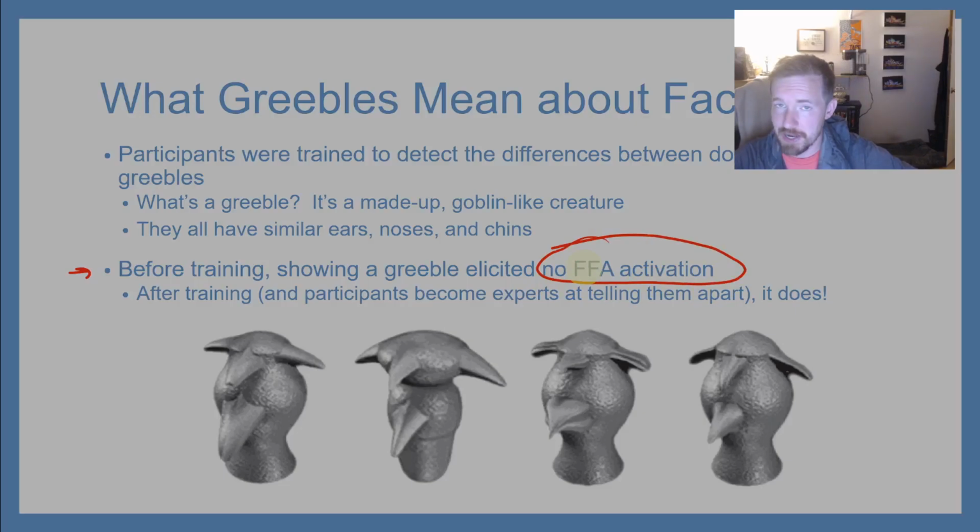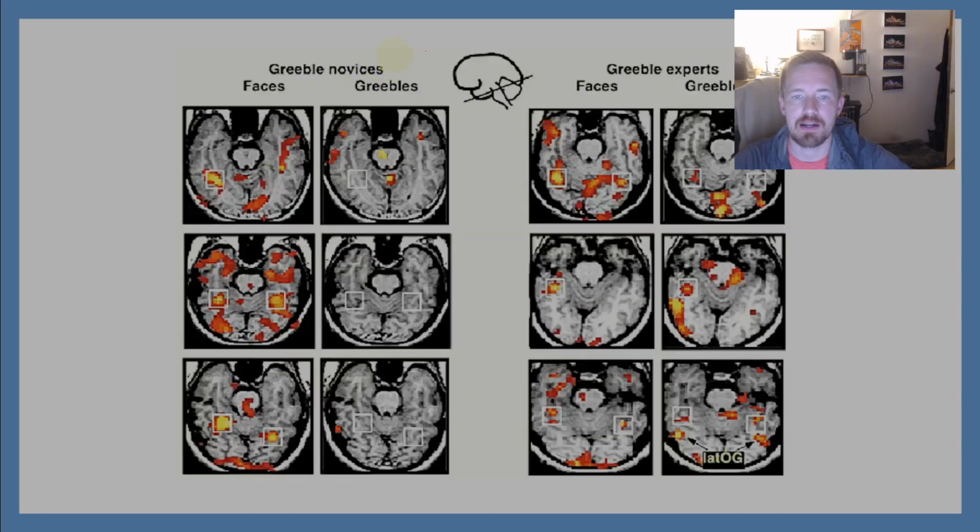But after training, after people had some time where they got to know these stimuli, they got pretty good at it. And not only did their accuracy go up, but you can see that it also changed the activation in their brain. So we're looking at novices here. This is the very first day, so we'll say day 1, and we'll say day 5 over here.